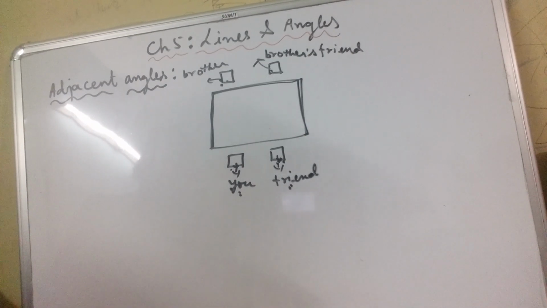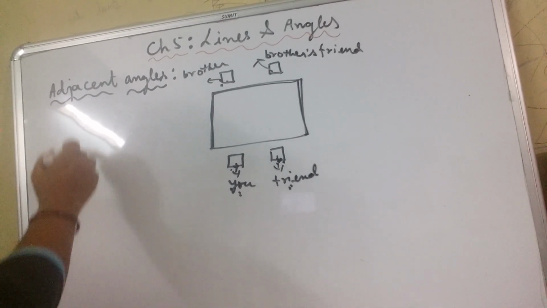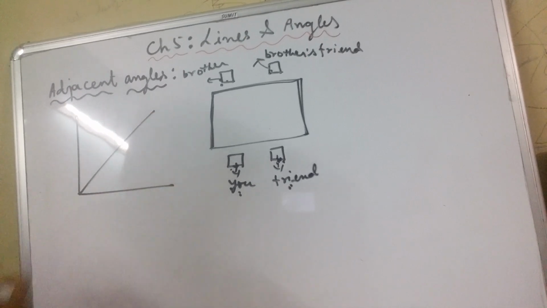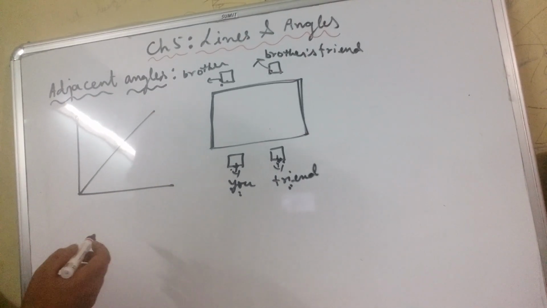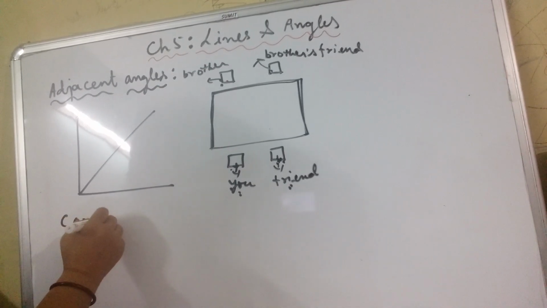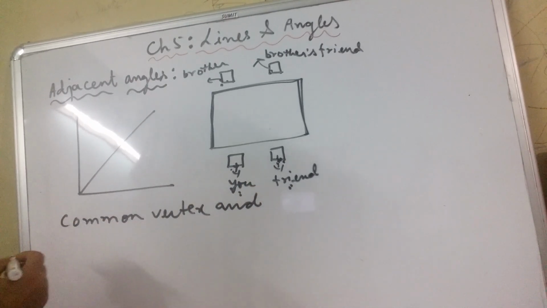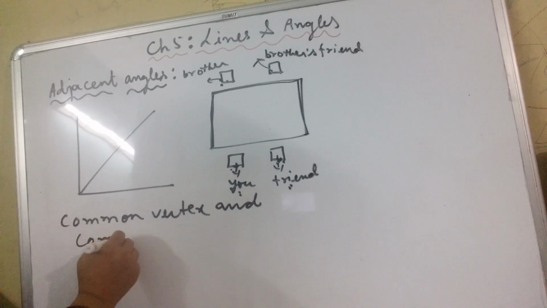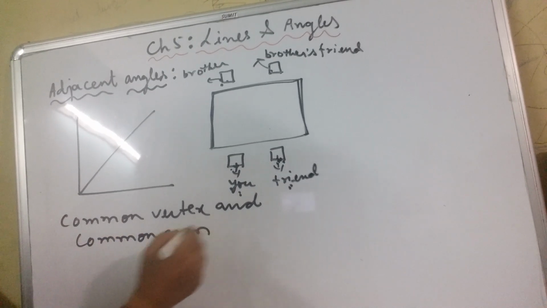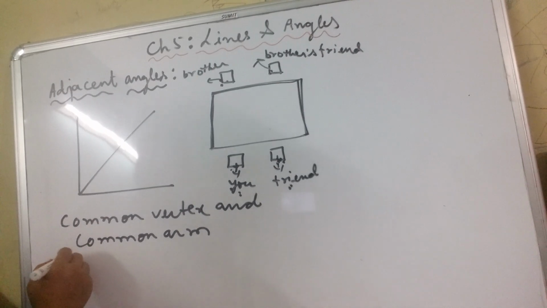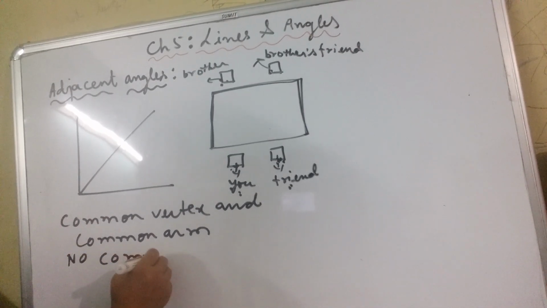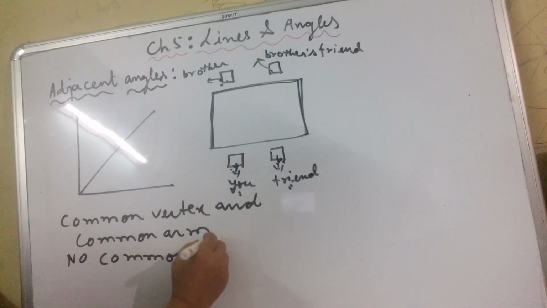Adjacent means next of something, next to something. Now, what are adjacent angles? Adjacent angles are angles having a common vertex and a common arm but no common interior points.